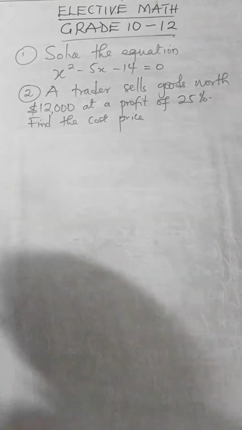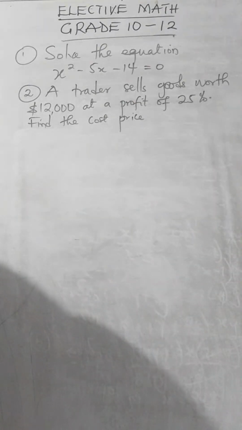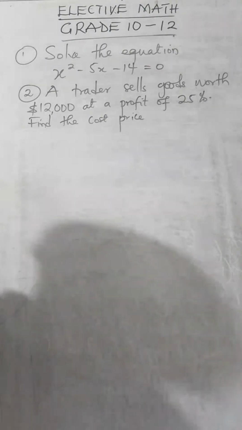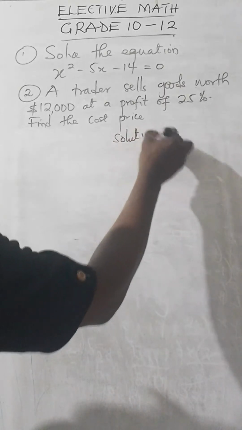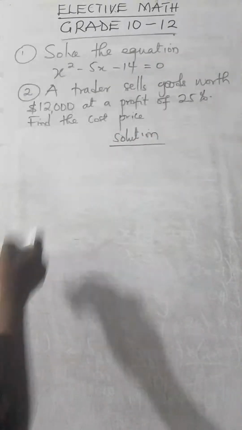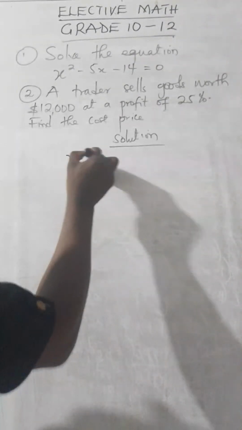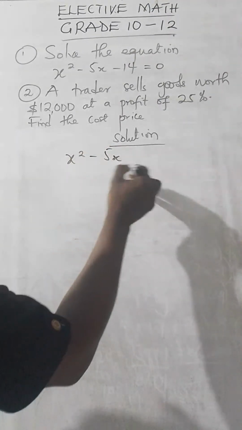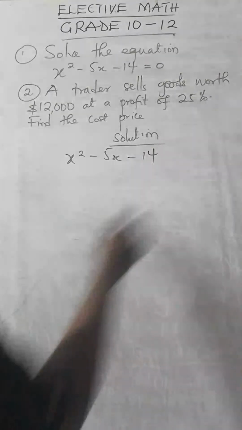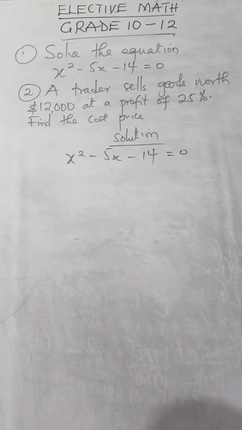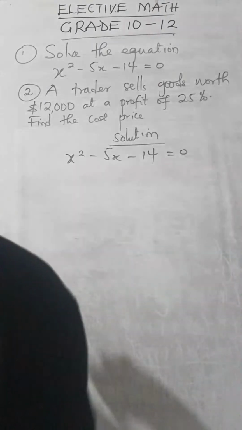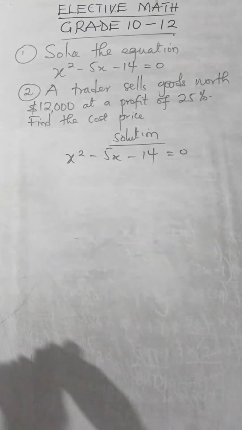Okay, so we are going to solve these questions. First one, we have a quadratic equation: x squared minus 5x minus 14 equals 0. So we look for the factors that can be used to factorize this one before we solve it.